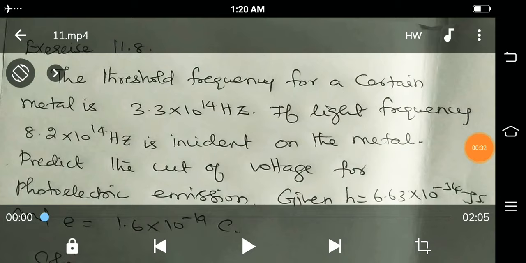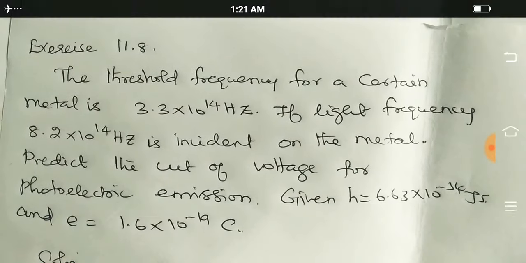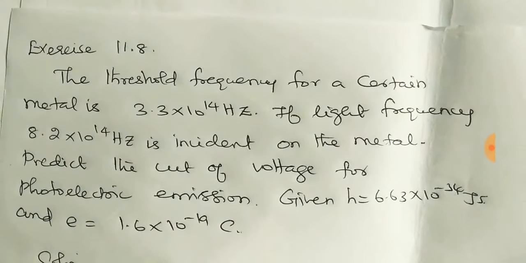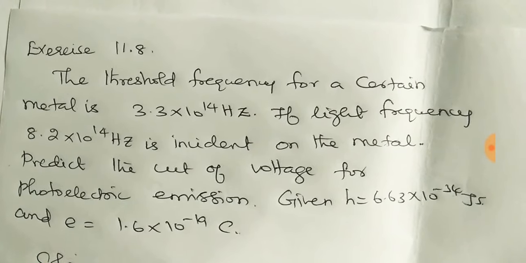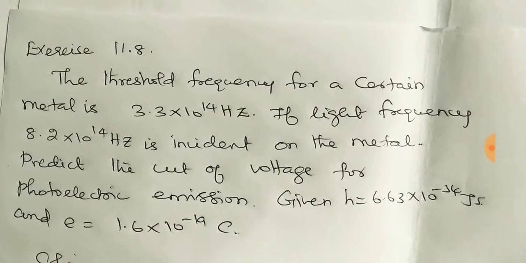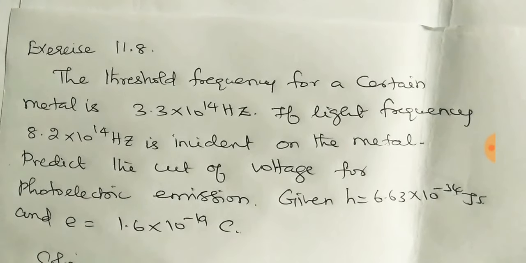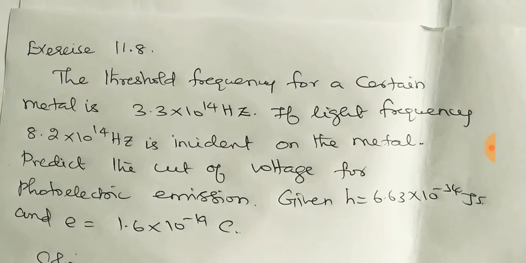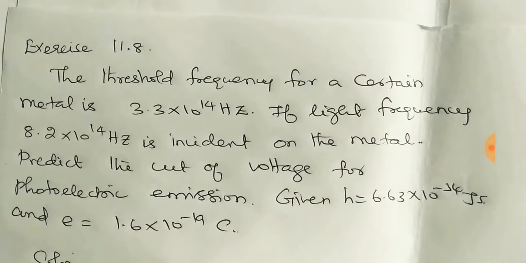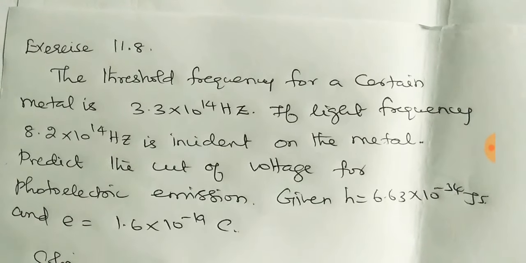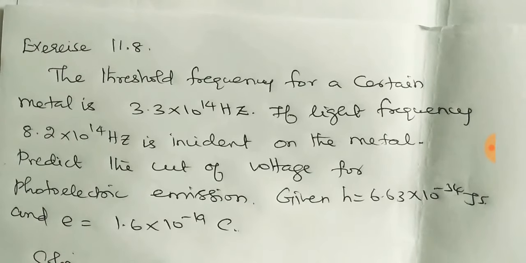Children, exercise 11.8. Let us see the solution. Threshold frequency for a certain metal is 3.3 into 10 power 14 Hz. If light of frequency 8.2 into 10 power 14 Hz is incident on the metal, predict the cutoff voltage for the photoelectric emission. h and e are given, children. Now let us see how we can solve it. Once again, I am reminding you what cutoff voltage is. Cutoff voltage is nothing but the threshold voltage.